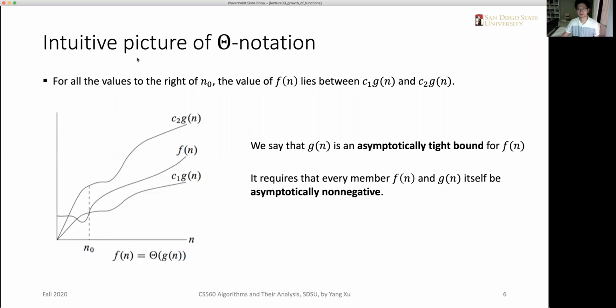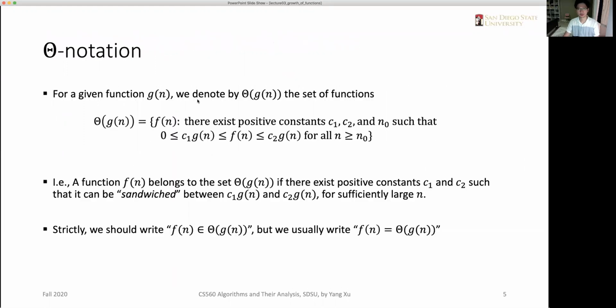One more thing here: it also requires that every member in the sets f of n and g of n are themselves asymptotically non-negative. That is also straightforward, because if it's a negative function, there's no way the greater than 0 condition is satisfied, because we have included the greater than 0 condition here.